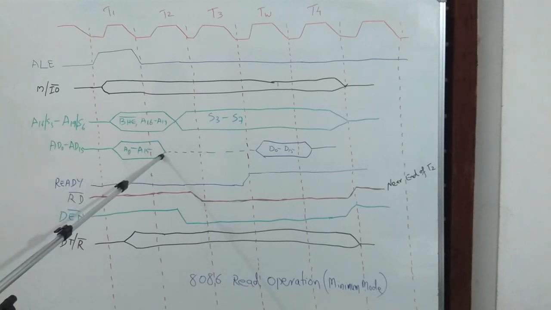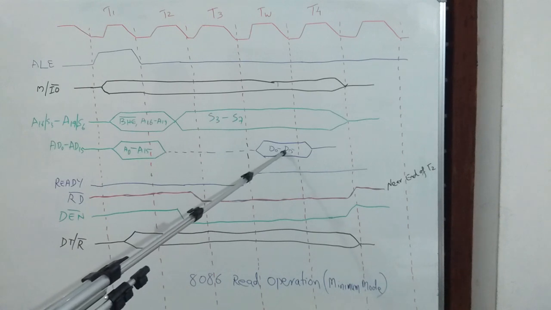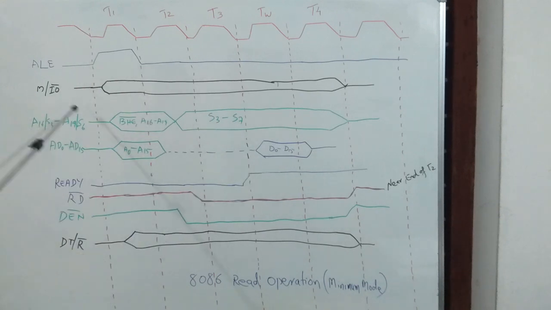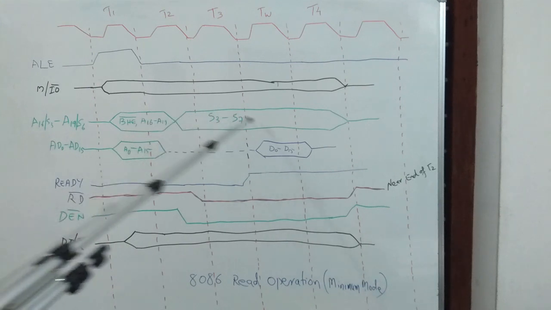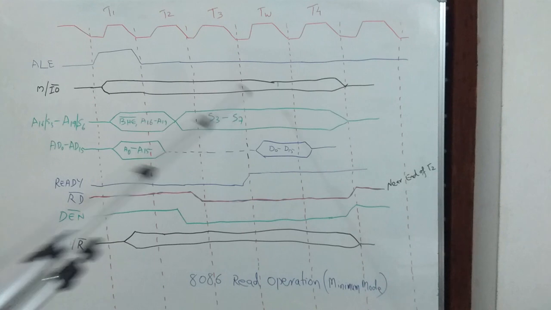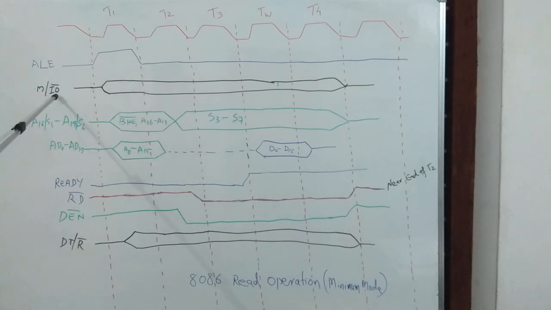And after that, AD0 to AD15 is reserved for data. Then address status lines, after this point, they will be carrying status information. M/IO bar, this will be high if it is a memory read, it will be 0 if it is IO read.